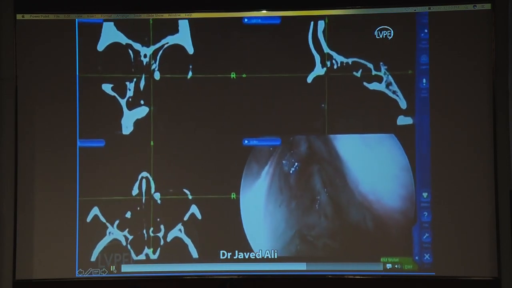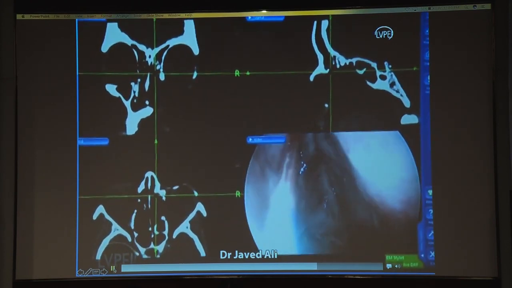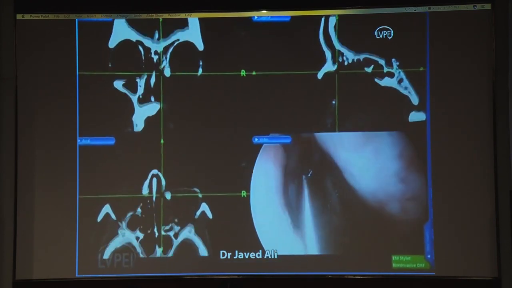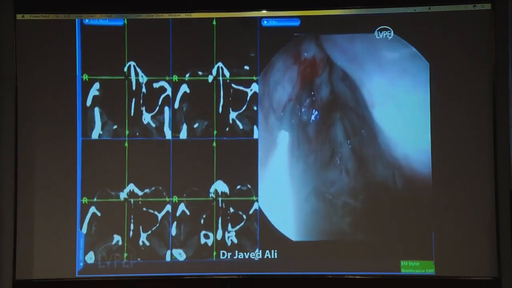We can also integrate endoscopy into the system. So instead of the 3D view, now we see the endoscopic view. Wherever we touch our endoscope, we can mark out where we are.